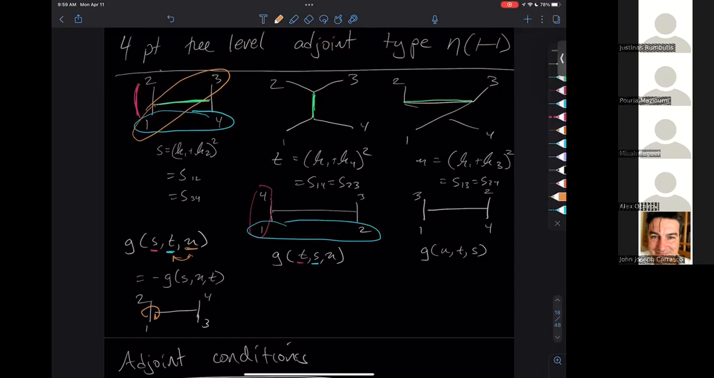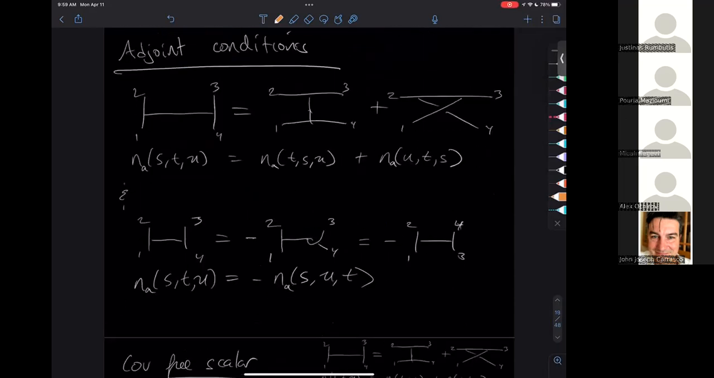Good. All right, so what are the adjoint conditions? The adjoint conditions are that we satisfy Jacobi and anti-symmetry. And if we can satisfy these conditions, then we can participate in the standard double copy web of theories. That whole slide on the front, right? I can peel off things and stick back other things as long as I'm talking in this language of satisfying Jacobi and anti-symmetry on various legs.